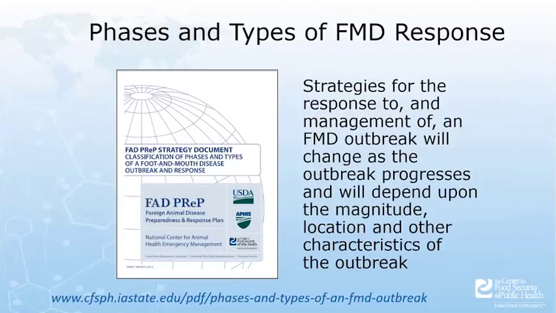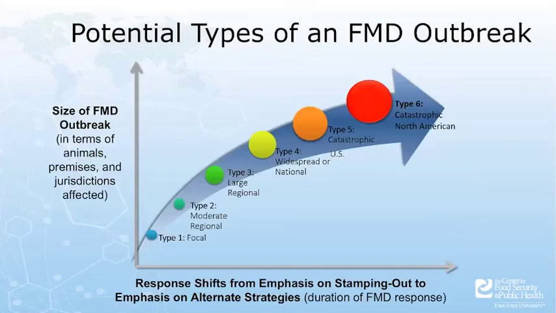So I mentioned that the phases and types for ASF are patterned after the phases and types of FMD responses. This was developed and finalized in 2013 as part of the Secure Food Supply Plans involving foot and mouth disease. This approach provides strategies for the response to and management of an FMD outbreak, and the response will change as the outbreak progresses and will depend on the magnitude and location and other characteristics of the outbreak. And this is relatively complicated for foot and mouth disease.